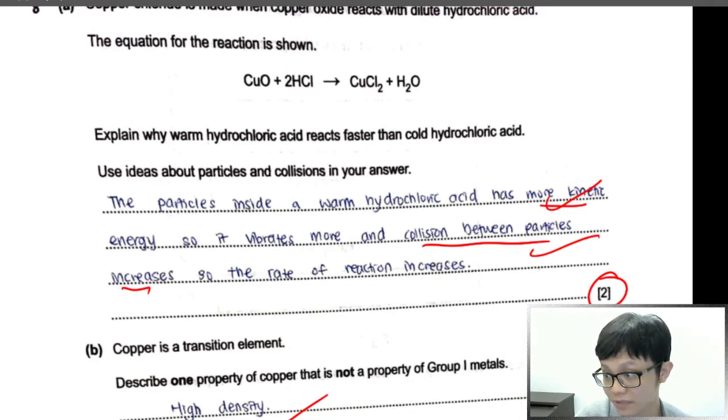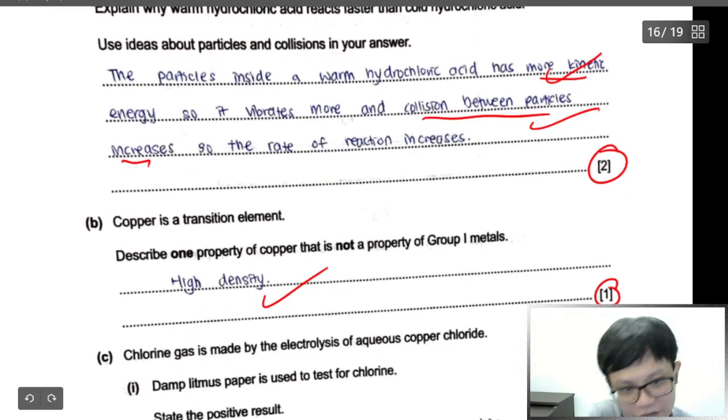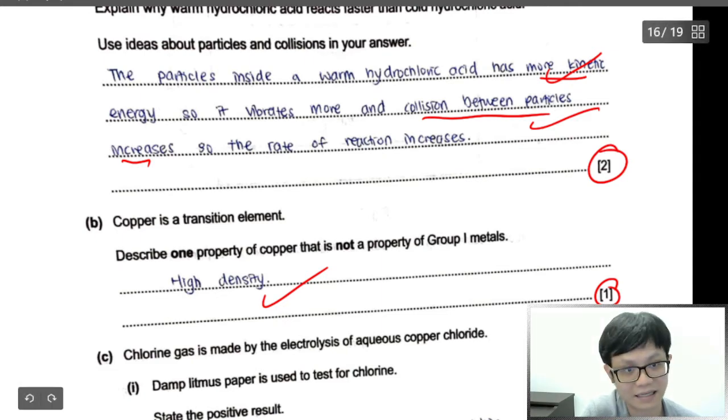So more chances or more successful collisions, whatever words you want to use, as long as it means more frequent collisions. But here it stated energy, so the particles vibrate more and collision between particles increases. It's the same thing, because the marking scheme says more successful collision, but it's still the same: collision between particles increases.